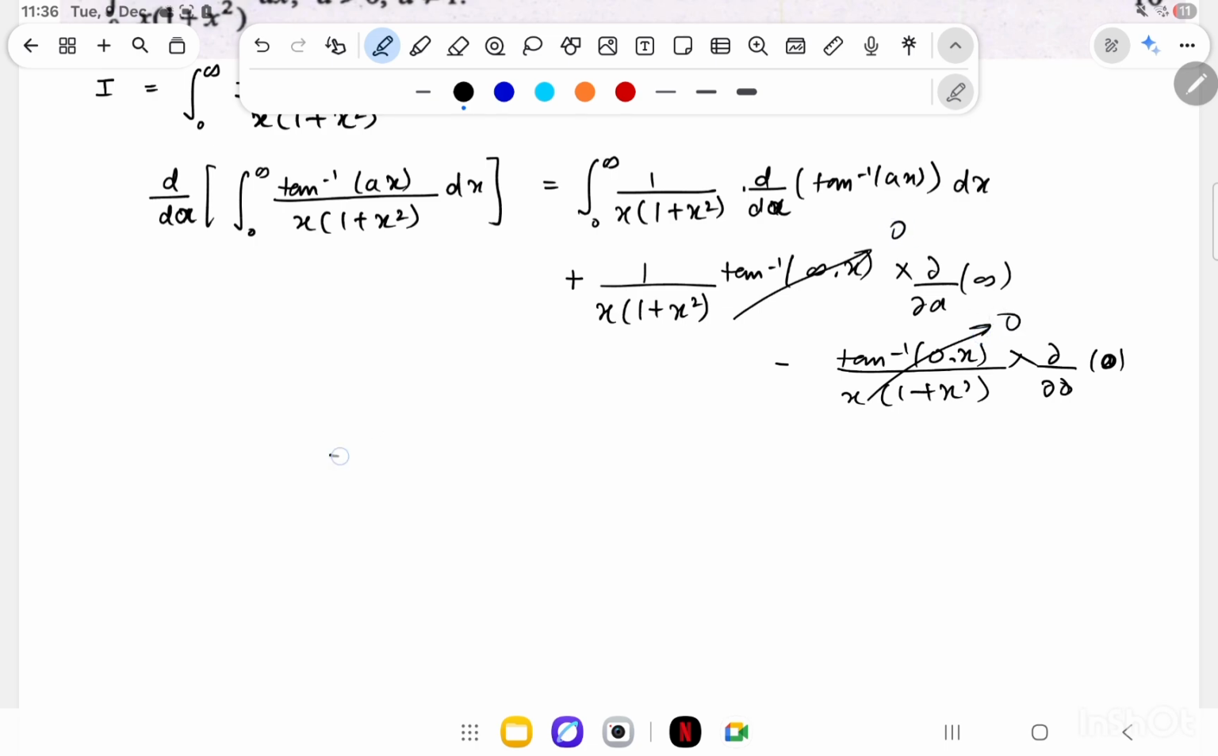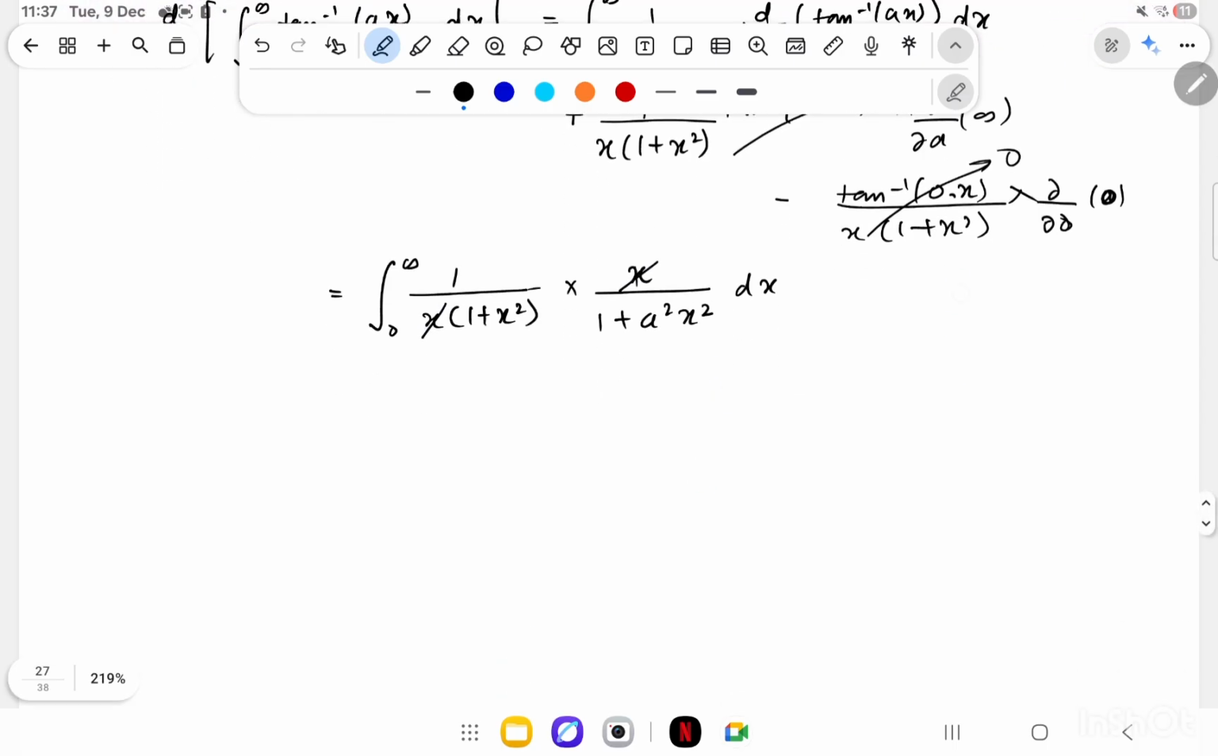So I'll be left with integration 0 to infinity 1 divided by x times 1 plus x square, and if I differentiate tan inverse ax with respect to a, it will give me 1 divided by 1 plus a square x square, and differentiation of ax will give me x, dx. Now this x balances out this one, so it will be equal to integration from 0 to infinity 1 divided by 1 plus x square times 1 plus a square x square dx.